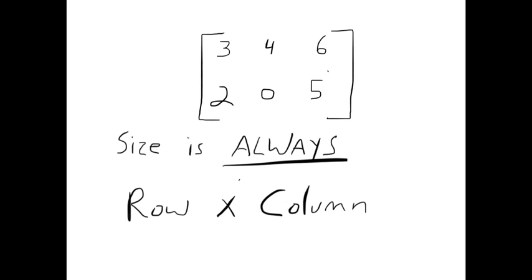This is really important, so I'm going to stress it again. This matrix size is always, always, always, always the row first, then the column, row by column. So this matrix is a 2 by 3. If you get those backwards, you'll have serious problems and you won't be able to do the calculations that we're going to learn later.